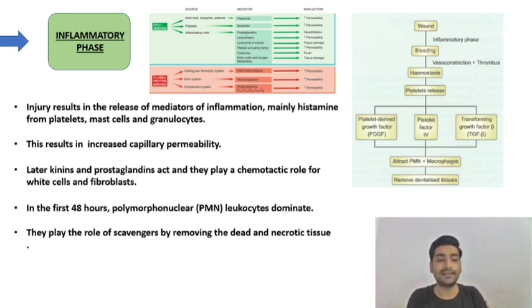What do they do? They play the role of scavengers by removing the dead and necrotic tissue. Why dead and necrotic tissue? Because if there is an injury, that part of the body or that tissue will be deprived of blood supply, because if there is injury to the blood vessels, or if the blood or oxygen supply is not proper, that tissue might become dead. That is, irreversible cell injury might occur, right? So when there is cell injury, the tissue will get necrosed or become dead. So they are going to scavenge, lift everything and dispose of it. That is the work of polymorphonuclear leukocytes or neutrophils.